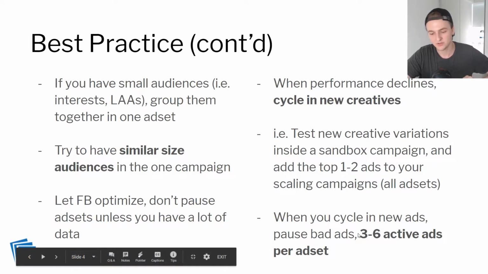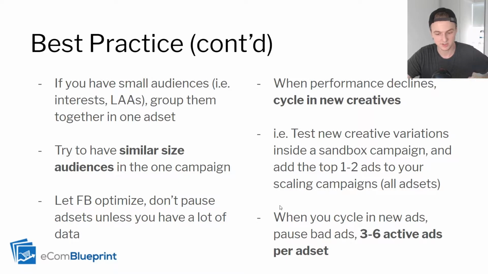And I wrote here, when you cycle in new ads, you want to pause bad ads. So you don't want to have too many ads per ad set. My sweet spot is 3 to 6 active ads per ad set inside of my scaling campaigns. And so if I already had 6 active ads and then I add 2 new ones, then I'm going to pause at least the 2 worst ones and then maybe a few more. And so that's what I mean by cycling ads. I always do this when performance starts dropping, and this is how I'm able to stay very consistent with one scaling campaign over a long time, if you just keep cycling new ads.